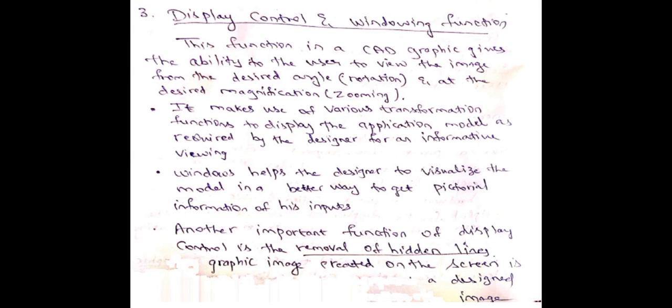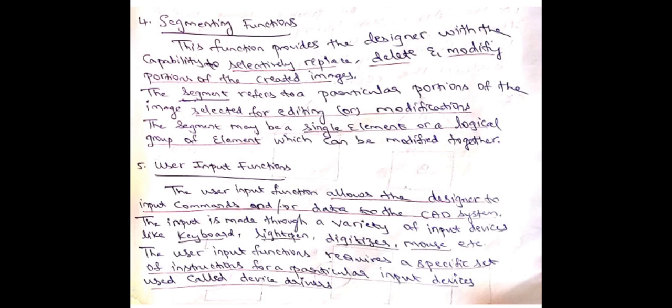Another important function of display control is the removal of hidden lines. The graphic image created on the screen is a designed image, shown clearly with its visible lines, by removing the invisible lines. In most CAD software, the hidden line removal option is automatically executed without the user specifying which lines are to be removed. This is an important feature for the designer, removing the hidden lines.